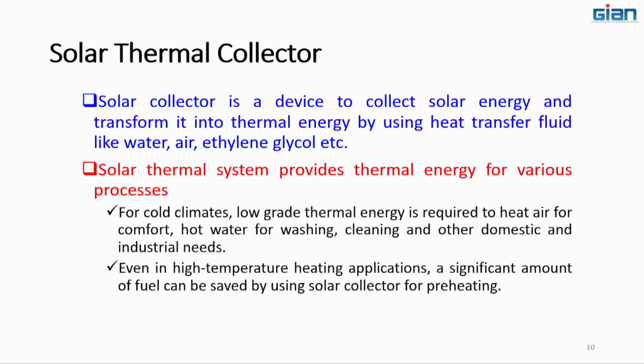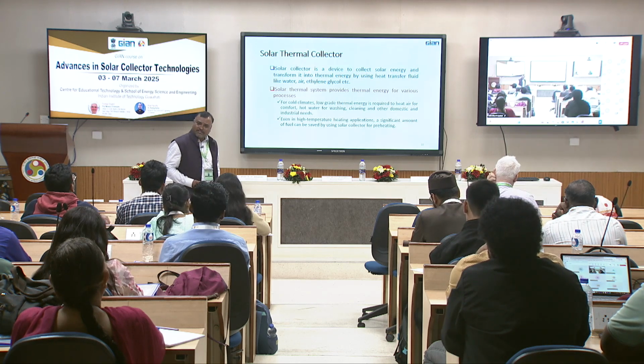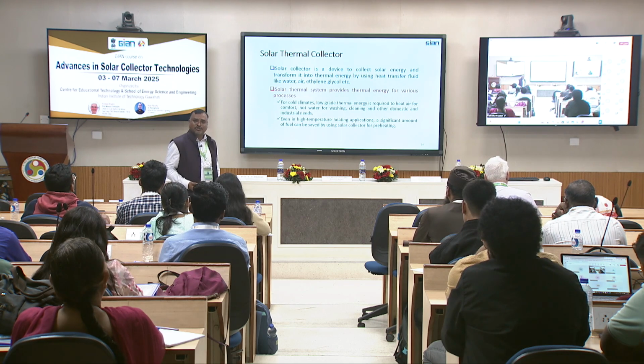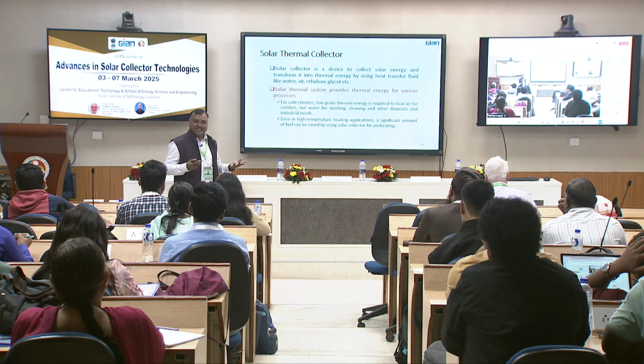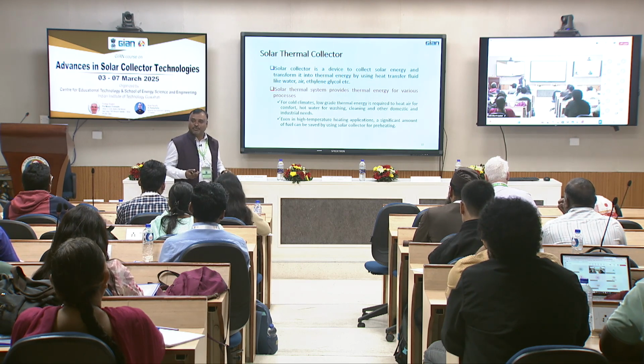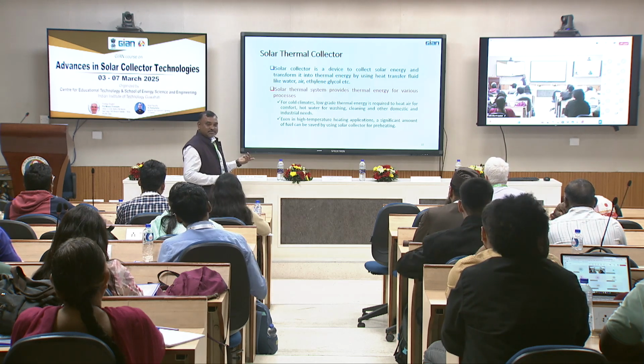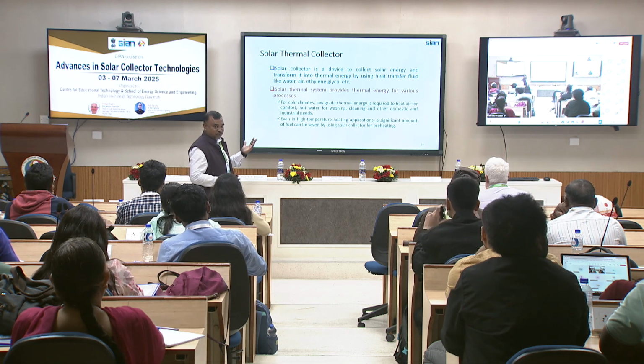So what is a solar thermal collector? It's a device to collect solar energy and transform it into thermal energy by using a heat transfer fluid like water, air, ethylene glycol, or maybe another fluid. Can you tell me under what condition we need to use ethylene glycol? Can someone tell me? And under what condition do we go for water? You can see water everywhere. Suppose we suggest this technology in Ladakh or maybe Siachen, this will not work, right? It will freeze. So we need a fluid which will never freeze, and that's how glycol is used. So you can find out now what the freezing point of glycol is, right?